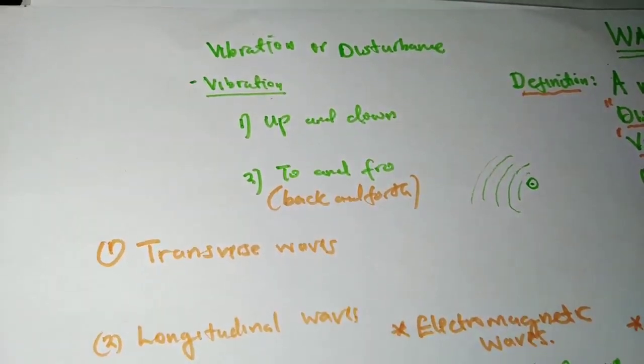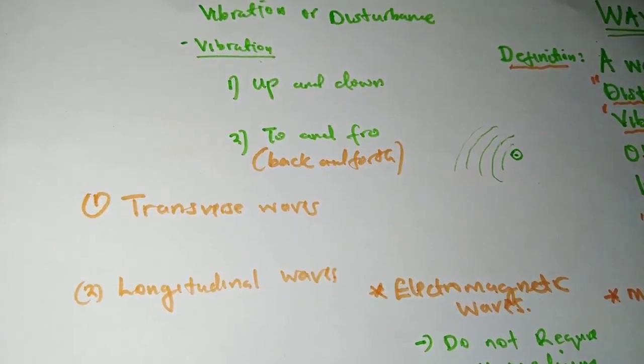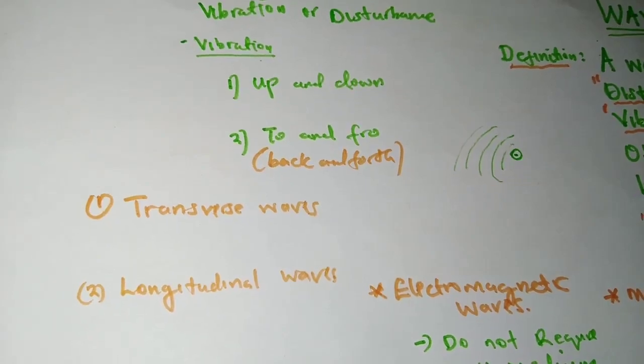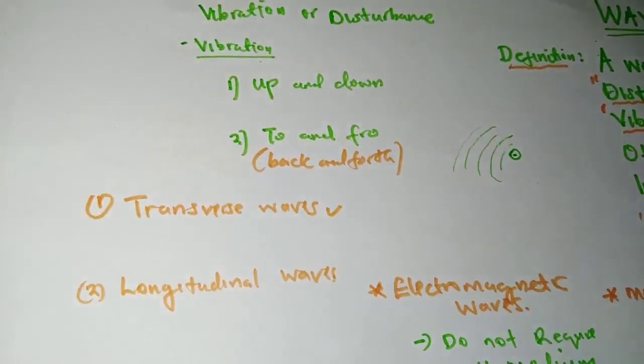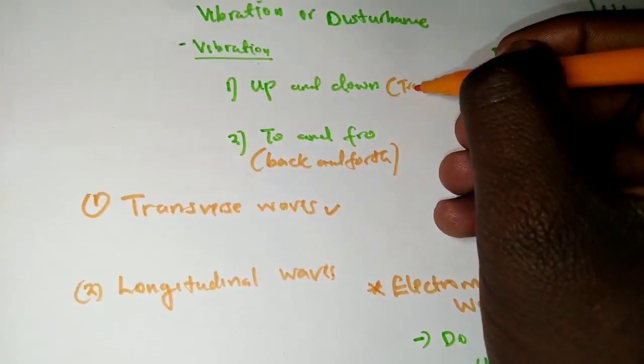Okay, so based on the vibration of what? Of particles. When we cause a disturbance, particles begin to vibrate. Some will vibrate up and down, some will be vibrating to and fro or back and forth. Waves that vibrate up and down usually make up a type of wave that we call a transverse wave. Just know that it will produce a transverse wave.